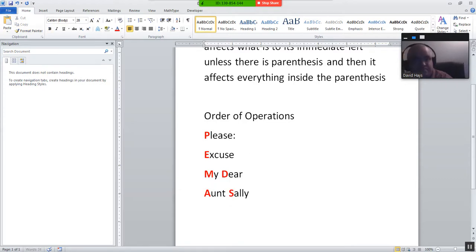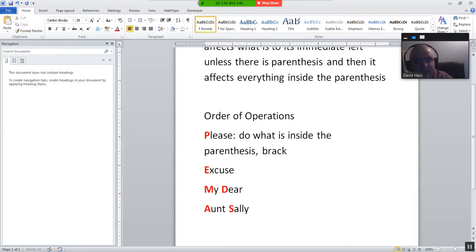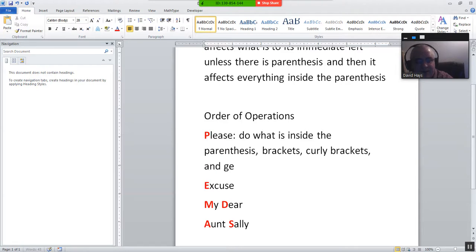The P says to do what is inside the parentheses. Now it might be brackets. It might even be little curly brackets. And get rid of absolute value.